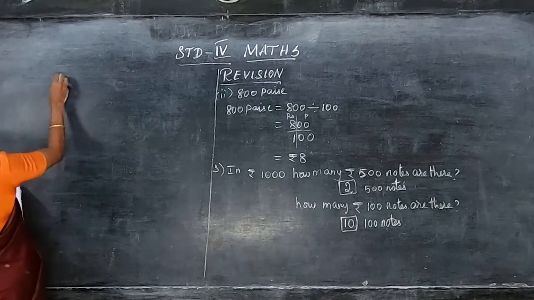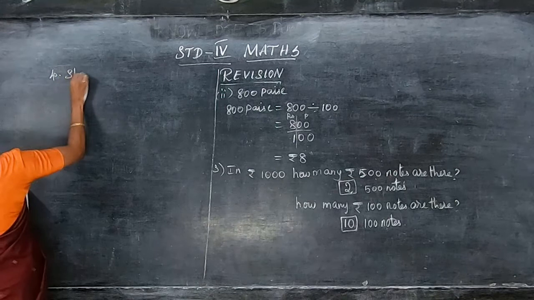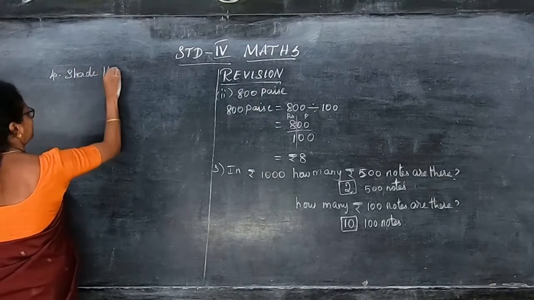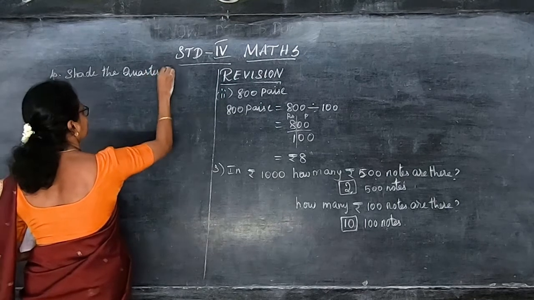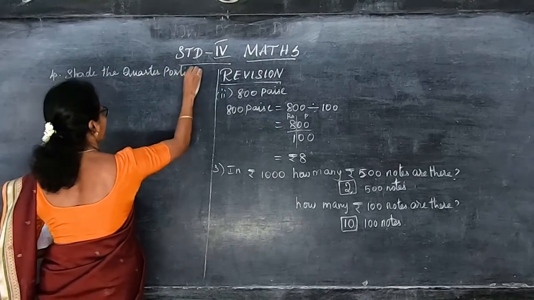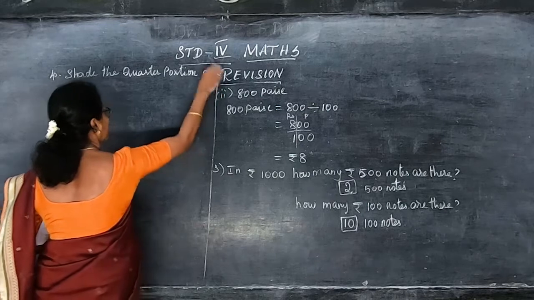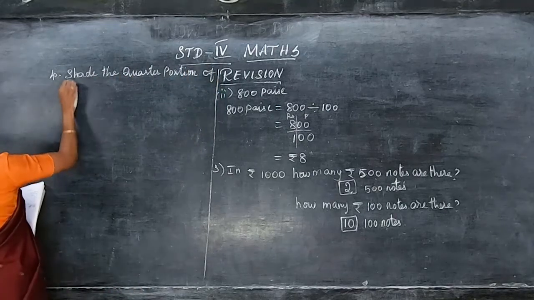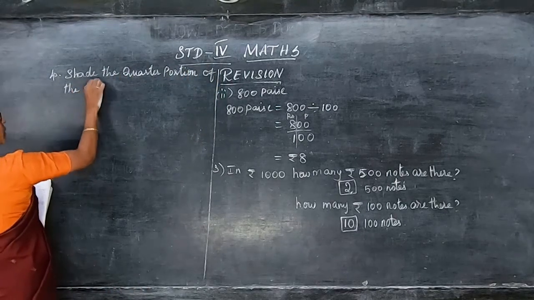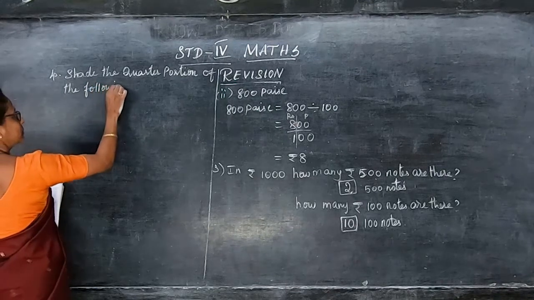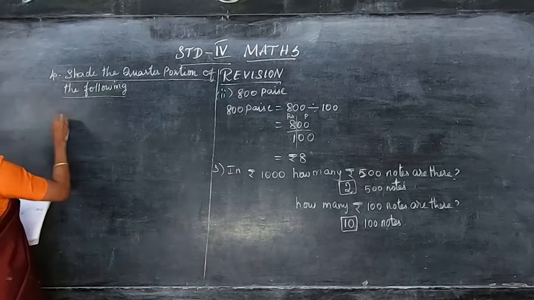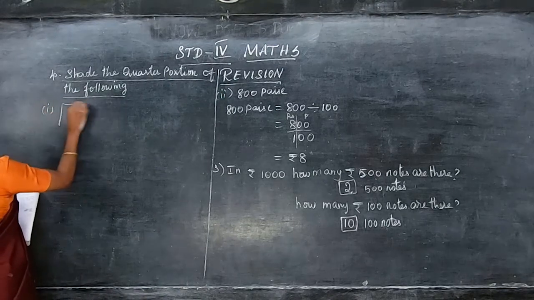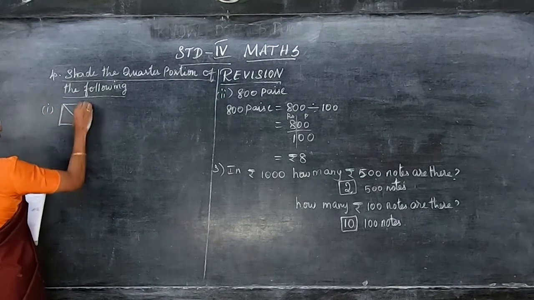Shade the quarter portion of the following. Shade the quarter portion. So what does quarter portion mean? 1/4, one part out of 4. Shade the quarter portion of the following. So I'll give the pictures.